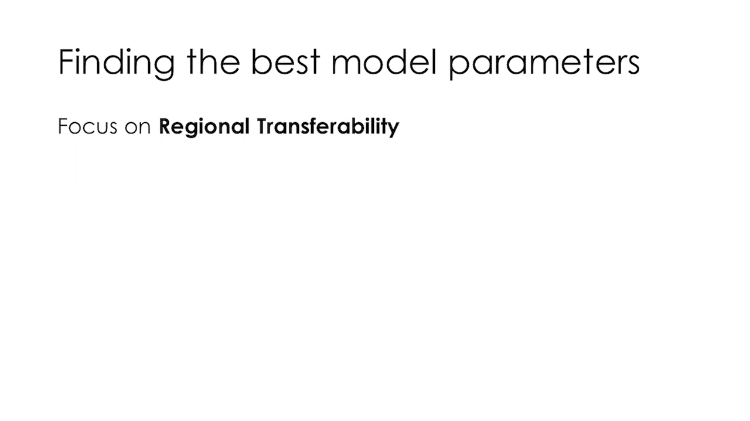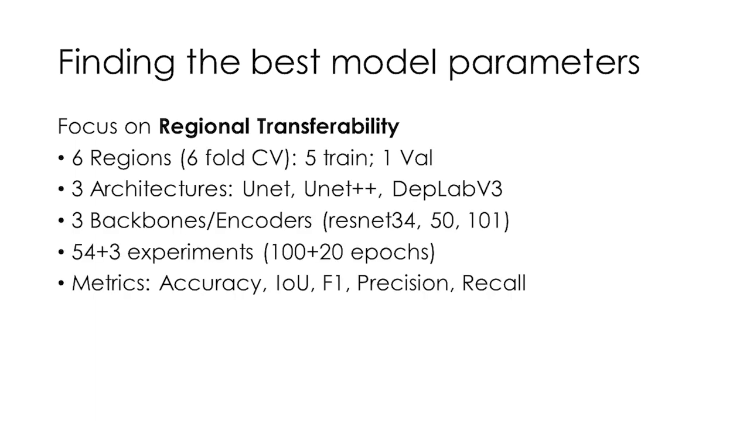We're trying to focus on regional transferability, as we see this is paramount for mapping thaw slumps across large regions in the Arctic. Therefore, we chose these 6 regions. We proceeded with a 6-fold cross-validation on a spatial basis. So we used 5 regions for training, 1 for validation, and rotated through all regions.